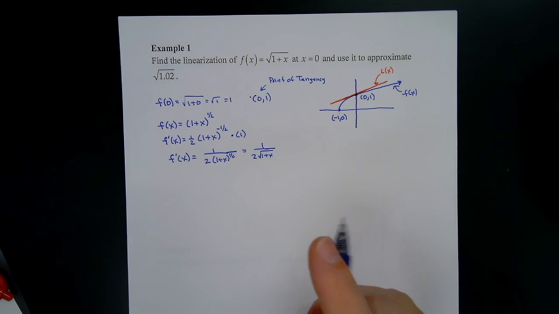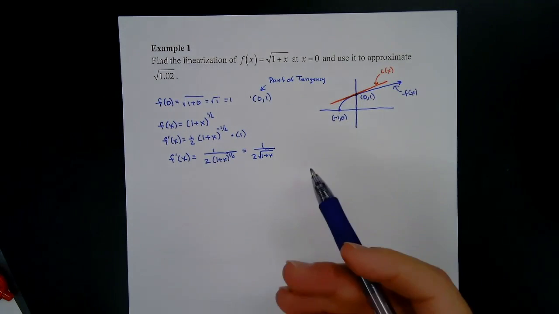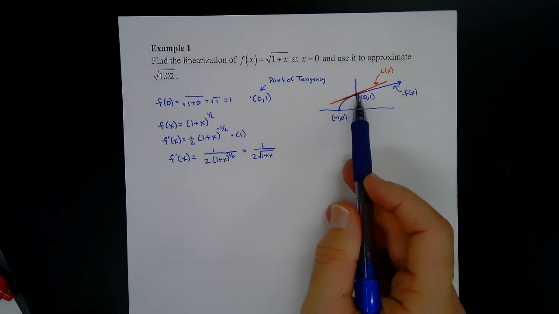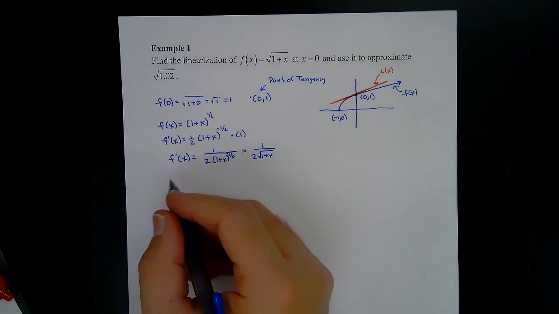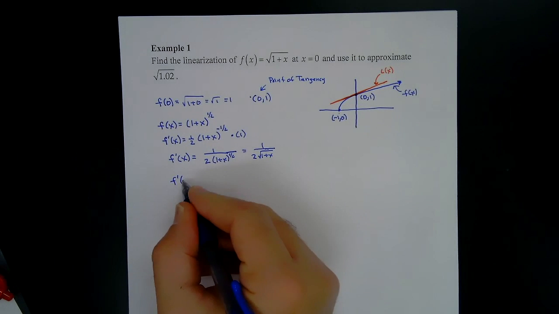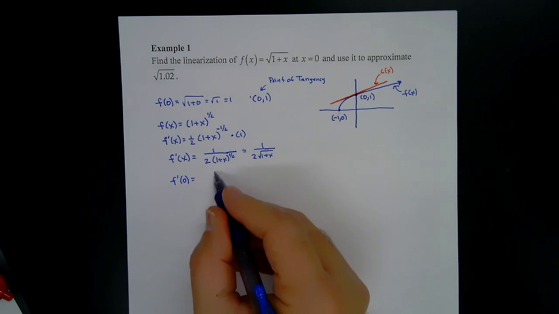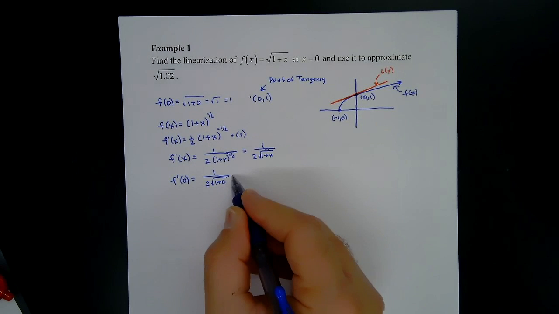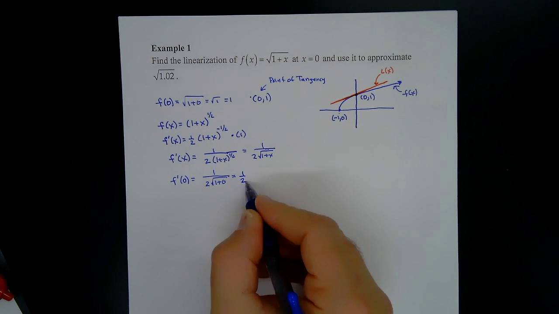Now, this is a rule that will give us the slope at any point on the curve, but we want the particular one at 0 because we want the slope of this tangent line. So we want to find f prime of 0, and that would be 1 over 2 square root of 1 plus 0. Well, 1 plus 0 is 1, and the square root of that is 1. The slope here is 1/2.